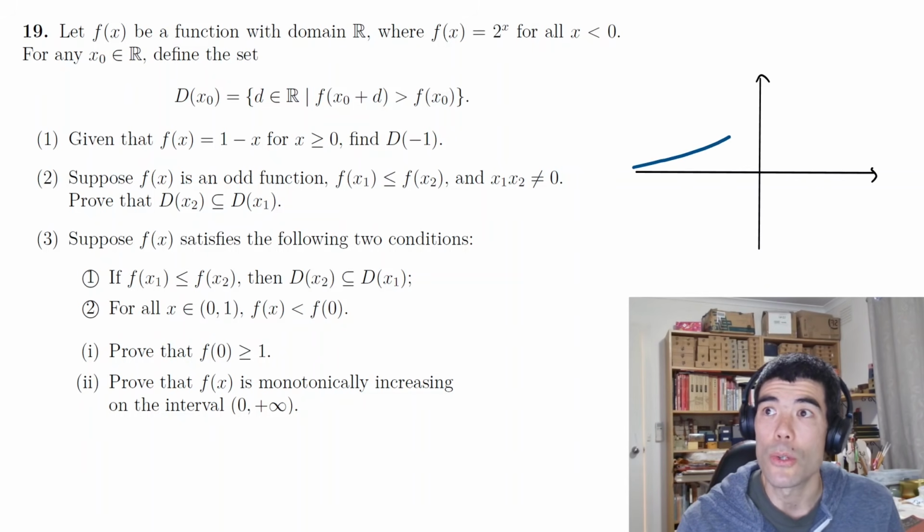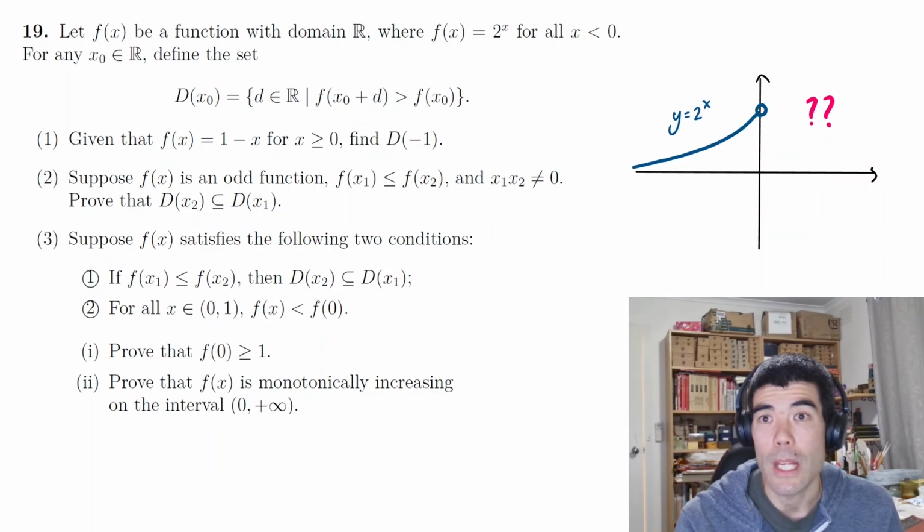F of x is 2 to the power of x for all x less than 0. We don't know what the right hand side of the function looks like, and it's going to change as we go through parts 1, 2, and 3. Feel free to pause the video if you want to have a look at the whole question and have a try at it yourself. Otherwise, we'll go through step by step.